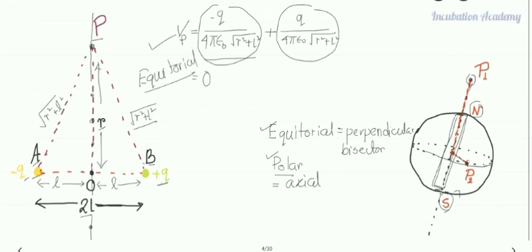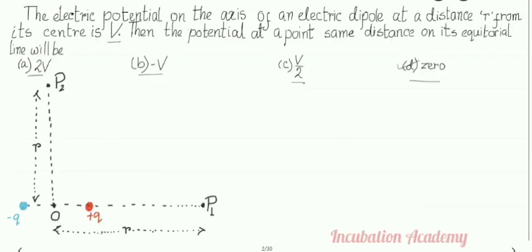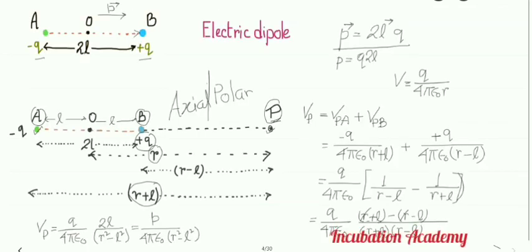Now let us return back to the question. The electric potential on the axis of an electric dipole at a distance r from the center is V. We have drawn it: a minus q charge and a plus q charge constitute an electric dipole, and we tried to find the potential at the point P1, at any point on the axis of the electric dipole. According to the question, it is V. Then the potential at any point at the same distance on the equatorial line. Equatorial line means any point on the perpendicular bisector. We are talking about this figure.